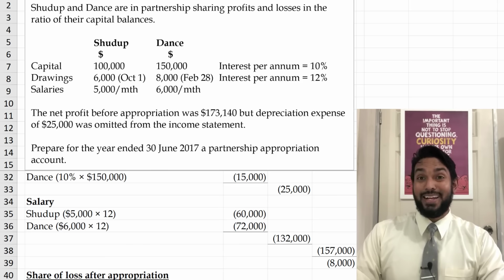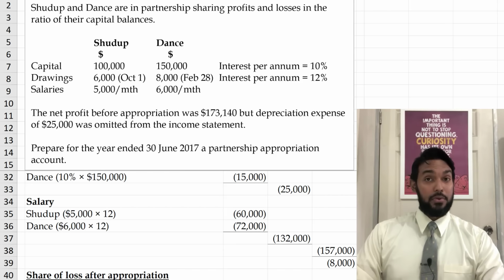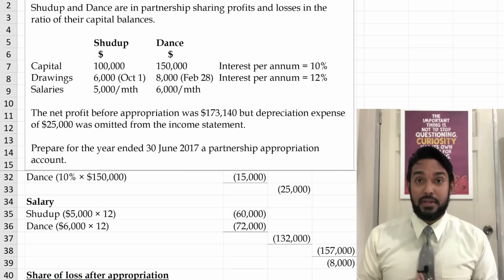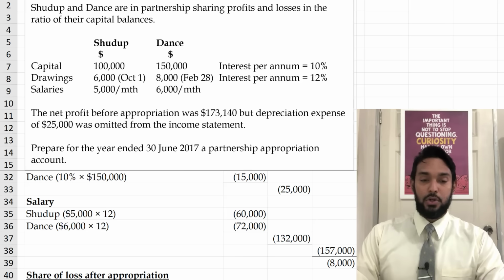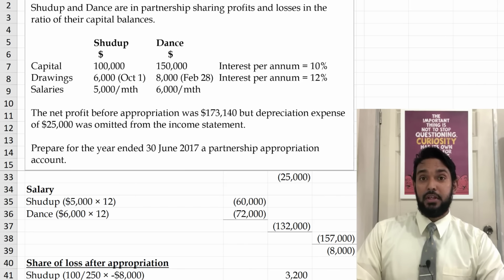Now it's in the ratio of their capital account balances. What are their balances? 100,000 and 150. How do we find a ratio of that? Add them together and use that total as your common denominator. So Shut Up's share is 100 out of 250, and if you cancel that, you're going to get 2/5.